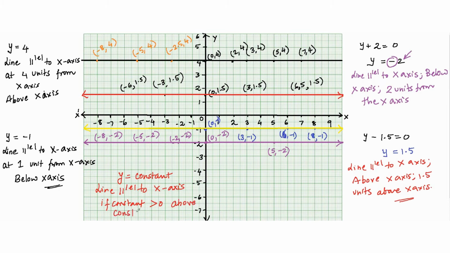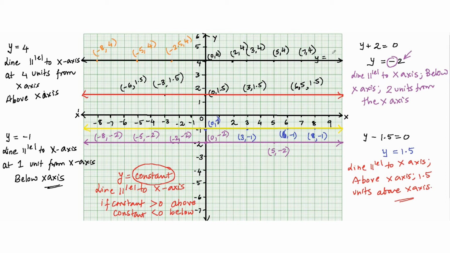If the constant is less than 0, it is below the x-axis. And of course, the distance from the x-axis depends on the value of this constant, right? This is what we can summarize from all these graphs. Now remember, when you draw graphs, you should always mark it with arrows because it is a line and a line extends to infinity on both sides. And you should also mention the equation of the line on the graph.